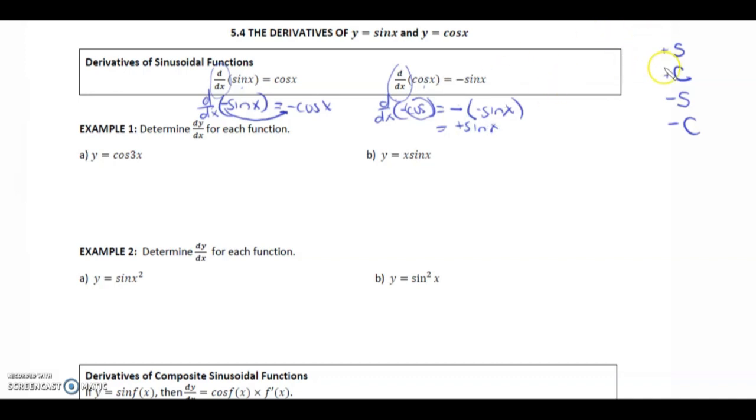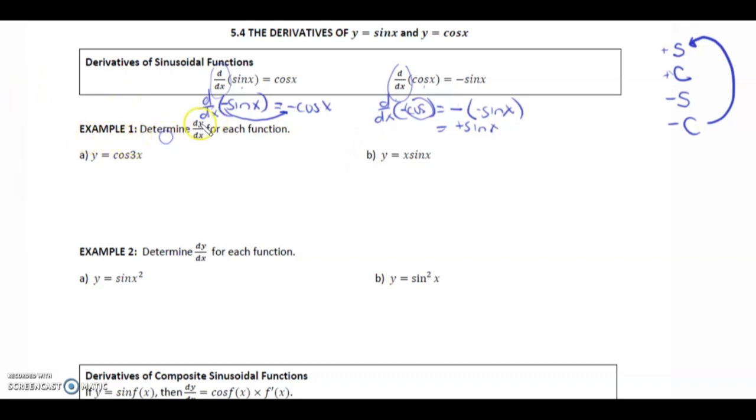So what I did in university is, this is like a loop. Sine goes to cos, cos goes to negative sine, negative sine goes to negative cos, and negative cos goes to positive sine, and it loops. I like this at the side of my paper because sometimes going with the positives and negatives is a little bit confusing. So here we go, let's try this.